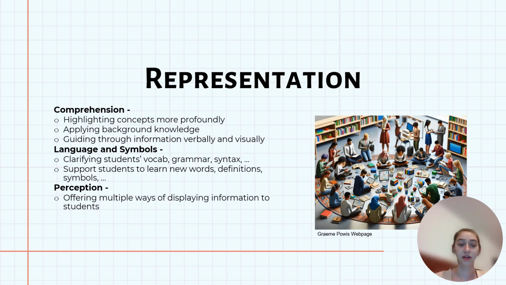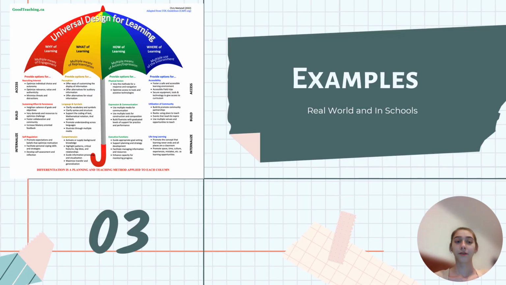And with perception, offer students many different ways of getting information or displaying their information. As you can see in this photo, there's computers, tablets, books, magazines. There's even peers talking to one another, which is another way of getting information. For examples in the real world, there's this little chart here. If you do want to pause, you can take a moment and read that over. Go ahead.